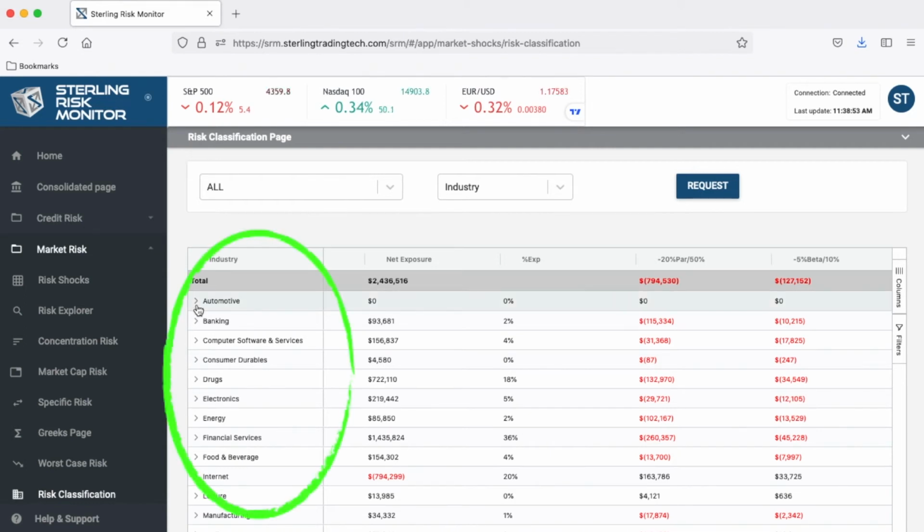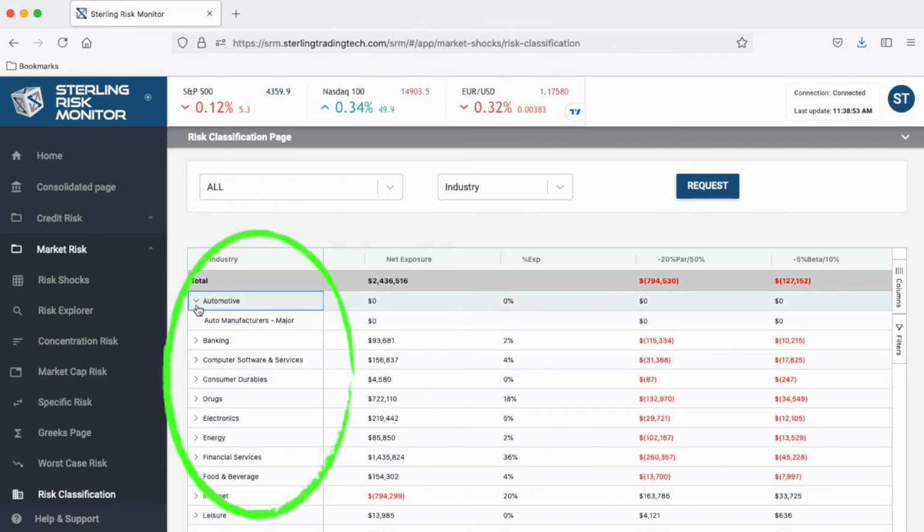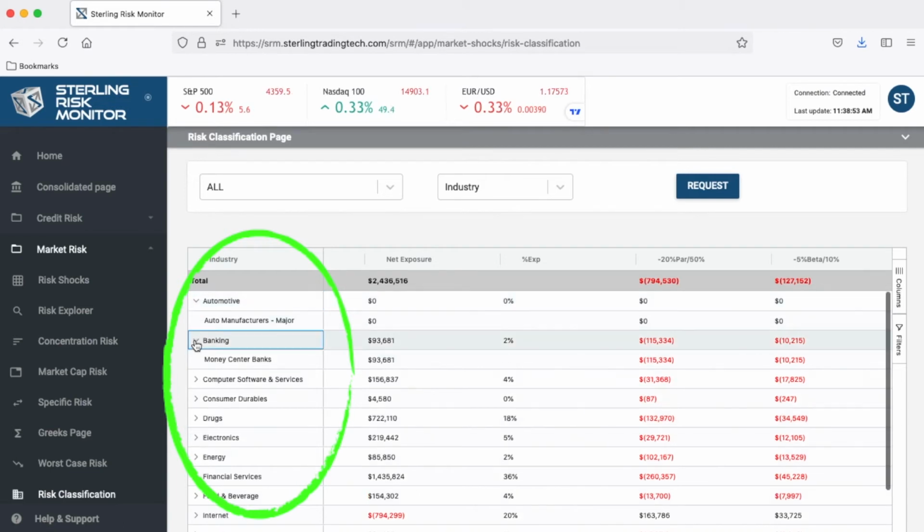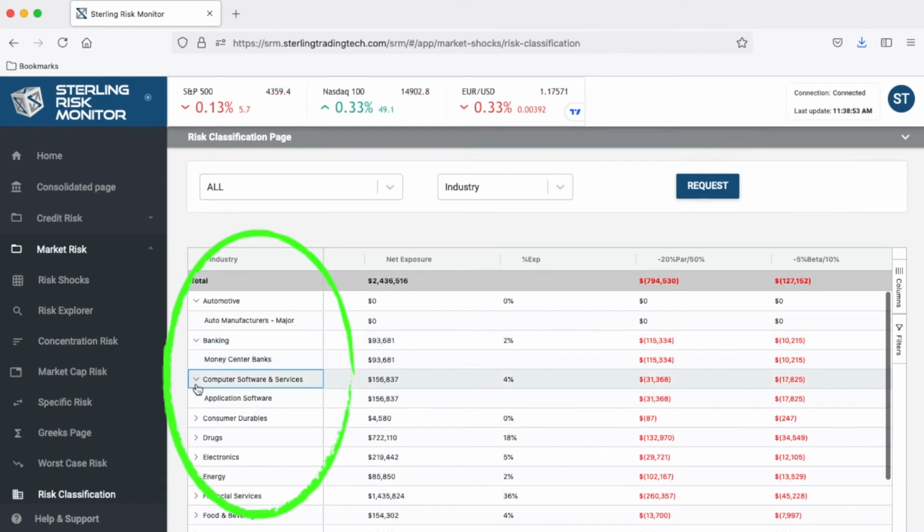For example, under automotive, this portfolio has major automotive manufacturers. In banking, it has money center banks. In computer equipment, it has application software, and et cetera, et cetera. Each of these industries have several sub-industries, and you can see how the risk of the portfolio is broken down by industry as well as sub-industry.